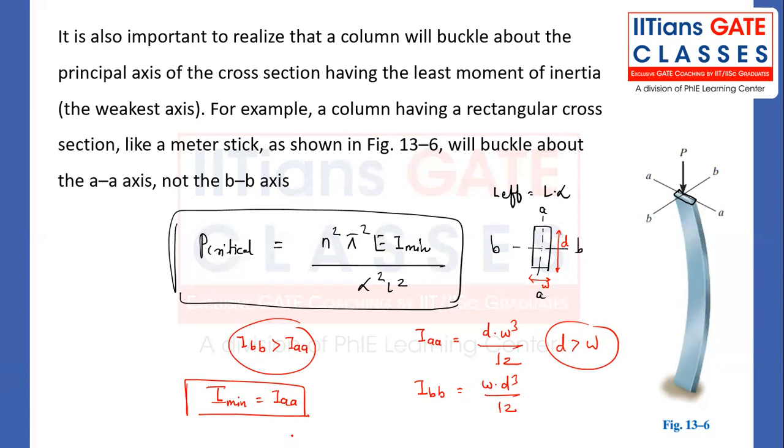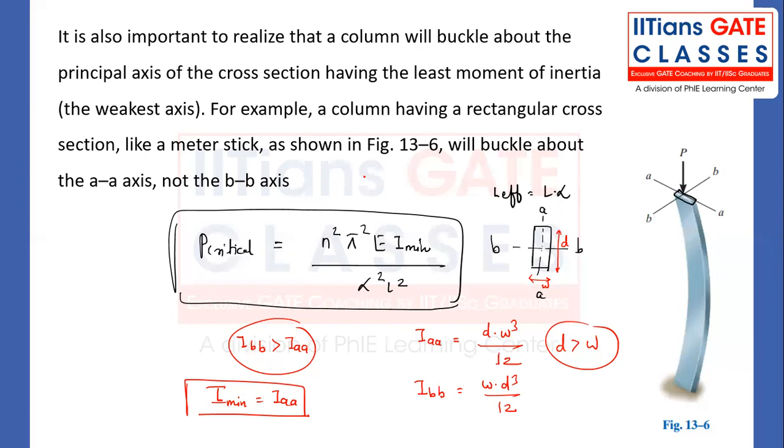So buckling will happen about the weaker axis, not the stronger axis. About the stronger axis, there is a huge amount of resistance to that moment. It will definitely not buckle. So the column may buckle about the weak axis. You have to design according to the minimum moment of inertia, not the maximum. If you design based on the maximum moment of inertia, it will buckle. The dimension may not be sufficient to resist the deformations and the bending moment about the weaker axis, and it will fail. So there is no use of designing the column for the stronger moment of inertia, right?